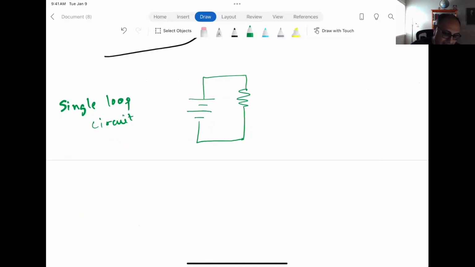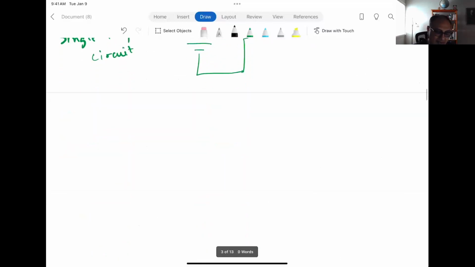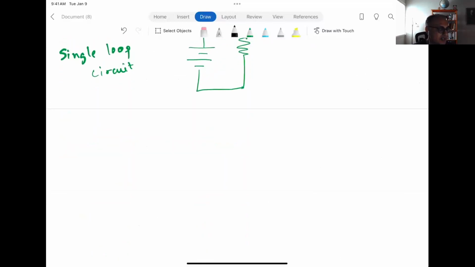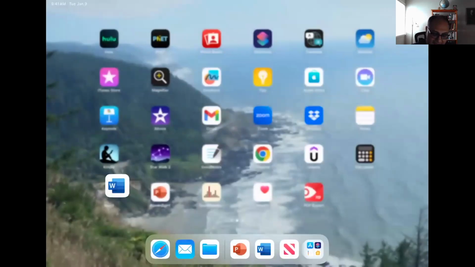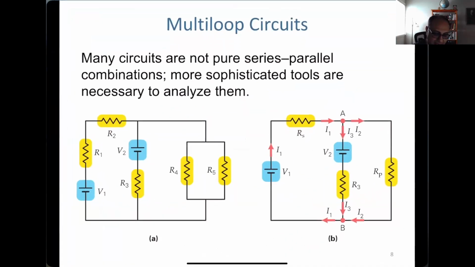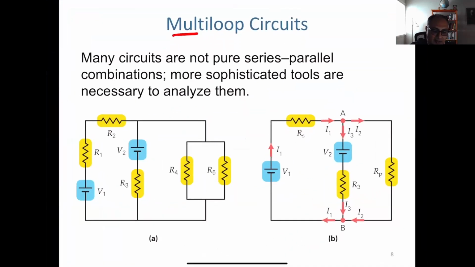Now, single loop circuits can be analyzed the way that we just did, right? So there is nothing wrong with that. So we can totally do that. But sometimes you can have circuits which are not single loop circuits. And on the slide, I have some examples of that. So these circuits are called multi-loop circuits because you cannot reduce them by combining all the resistors. You cannot reduce them to a single loop circuit.